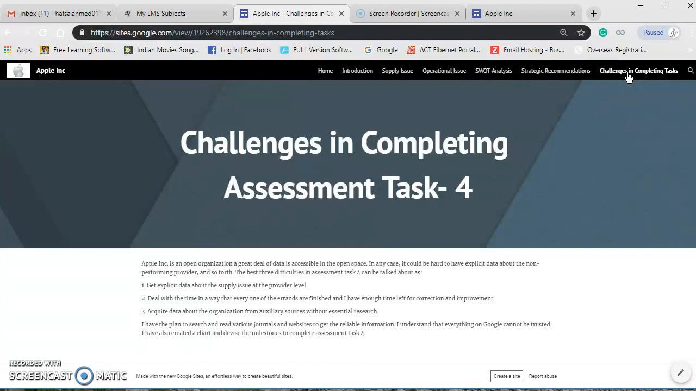I understand that everything on Google cannot be trusted. So I have created a chart and devised a milestone plan to complete assignment 4. Let's hope I can make it to a good level so I can score well.